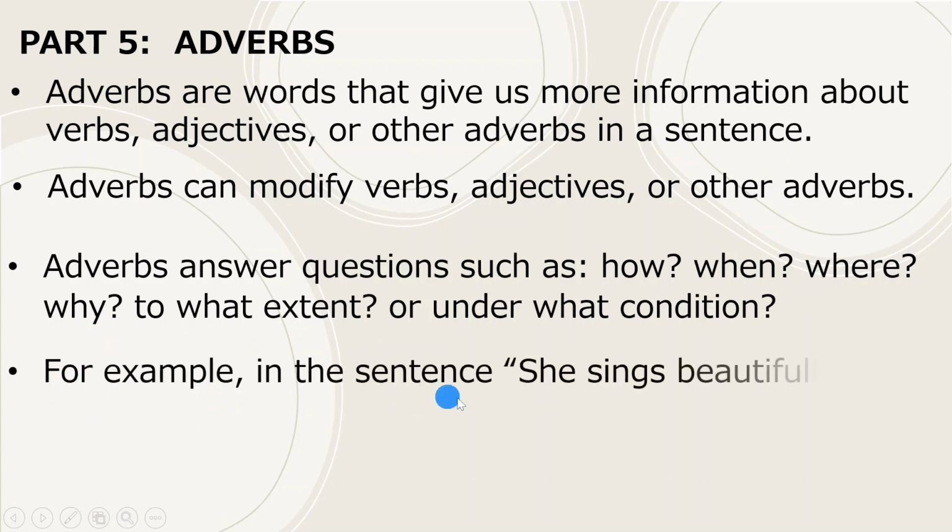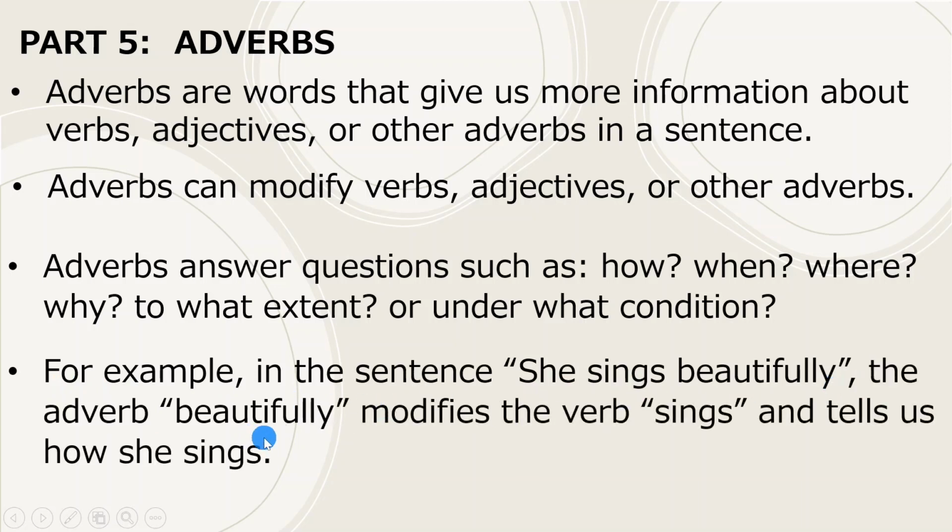For example, in the sentence "she sings beautifully," the adverb beautifully modifies the verb sings and tells us how she sings. You know the verb is sings, but then we add the other word beautifully, so now it has modified sings. So the whole sentence now changes. It has answered the question how. When you ask, how does she sing? Then you say she sings beautifully. I hope this is making sense.